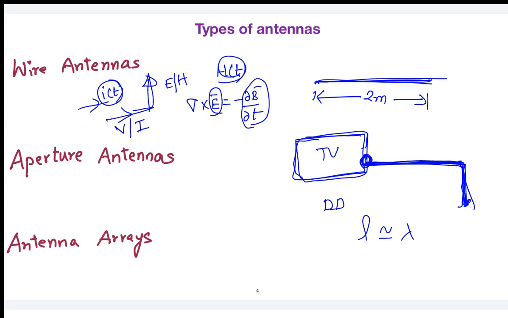So in this case, your video signals, if you exactly see, the length is exactly equal to the wavelength. So it is going to receive the video signals properly. So that's how it happens.